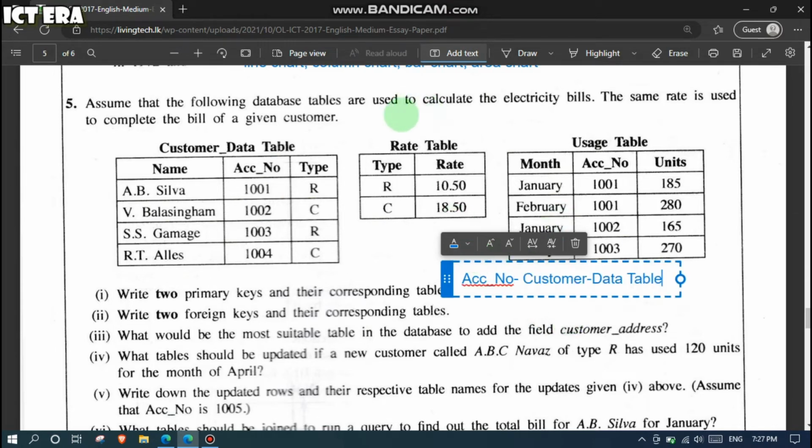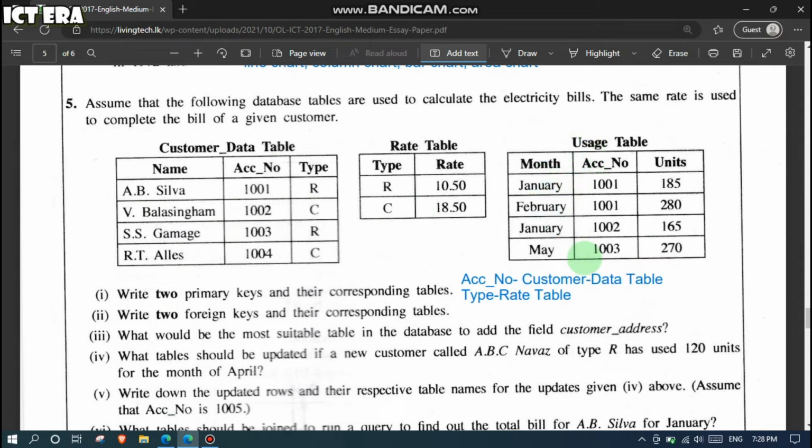So in this table, I will write here the primary key is account number and the corresponding table customer data. Okay, then next one, rate table. In the rate table we can take the type, because there are two types, R and C only. So the primary key is type, and the corresponding table is rate table. In the usage table no primary keys can be found. Month also has duplicates, units can also be duplicated because there can be more people with more than 185 units, or equal to it.